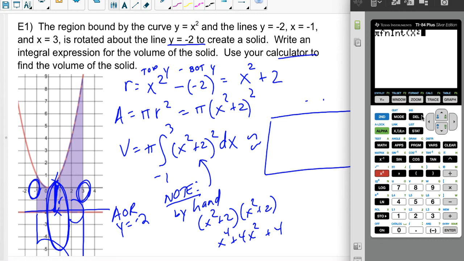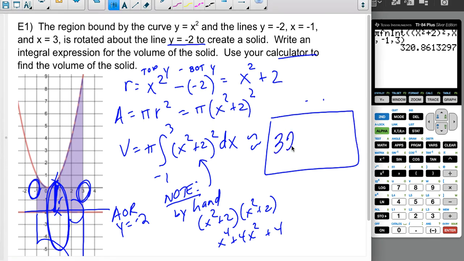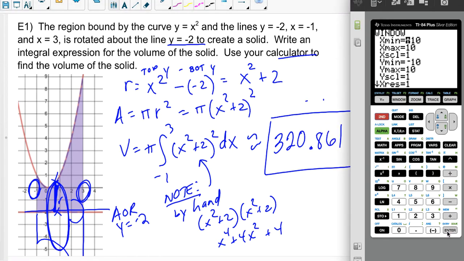I'm just going to put, sorry, I missed a parentheses, x squared plus 2, close the parentheses, squared, comma, with respect to x from -1 to 3, right? So there we go. I hit enter. If I want to see what the number would be without the pi, I could take the pi off and then I could math frac it. So I'm going to get that this is approximately 320.861.